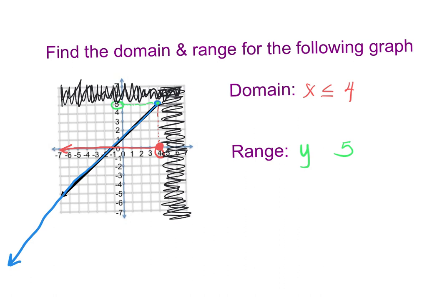So I need all of the y values that start at 5 and then go downwards and go to smaller numbers. So as a result, my range is going to be y is less than or equal to 5. I need all of the y values that start at 5 and go down in order to create points all along this line in blue.